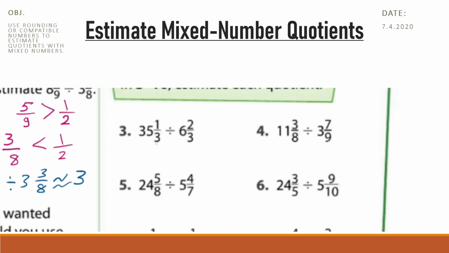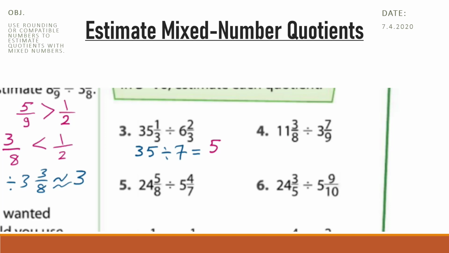Okay, so in the first one, 3/8 is less than half, so it's 3 over 5... so it's 35. And 2/3 is more than half, so this will be 7. And 35 divided by 7 is 5.